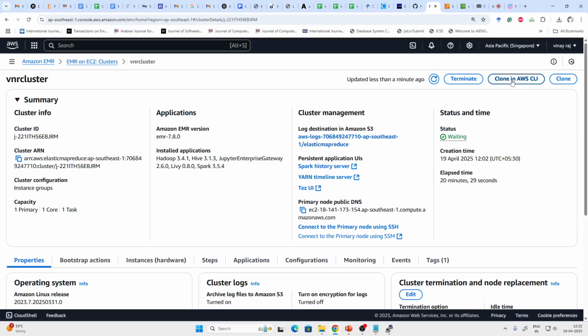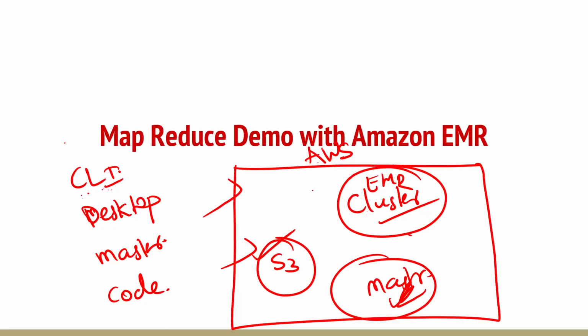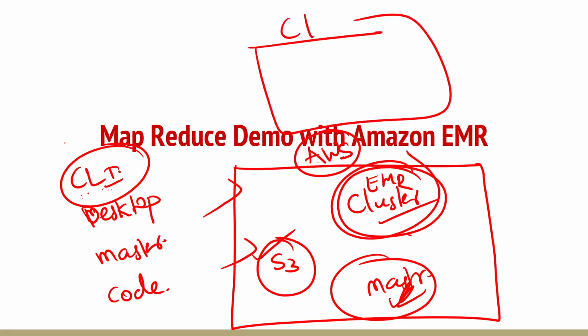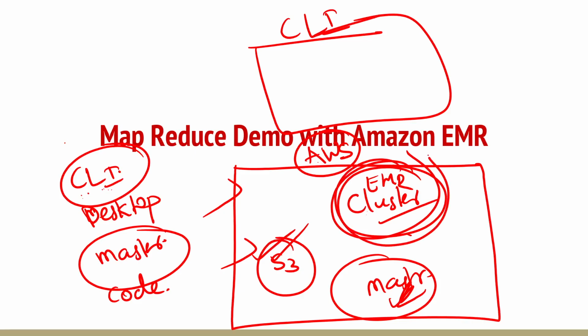See, clone in AWS CLI. I want to take this cluster. See, the problem with AWS is that to execute these commands, you have to clone this full cluster into the command line interface, CLI. In what I have explained till now, data is in S3 in AWS, and the cluster is also in AWS. I have only a master on my command line interface, my local machine. But when you clone, the full cluster comes here into the command line. It means the master, slave, everything comes to the CLI.